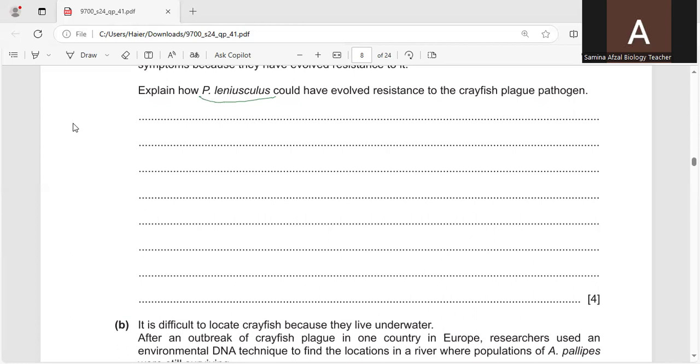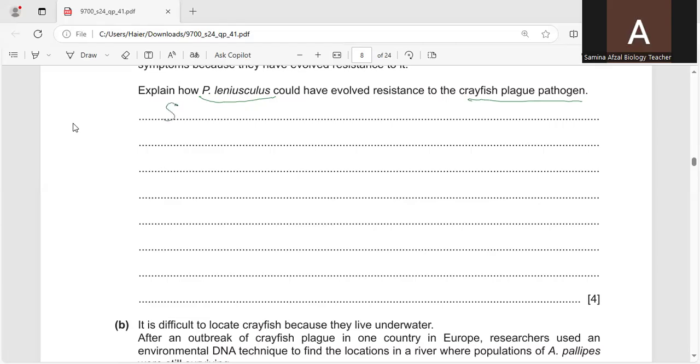So in this way, there will be a population which will have resistance against the pathogen. So in this way, the resistance is produced. So I would like to write these in this point.